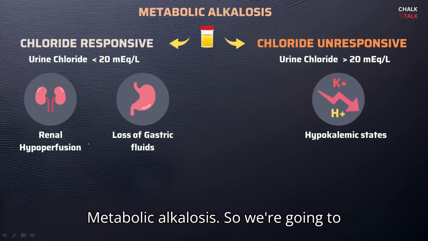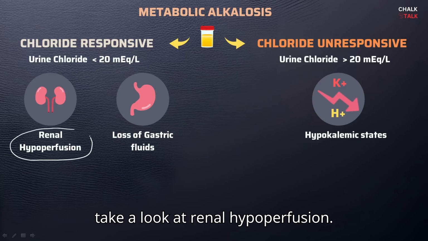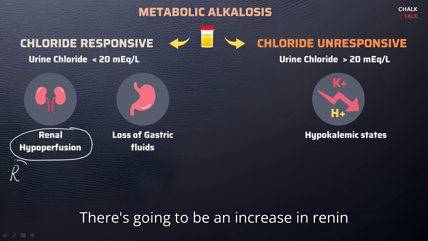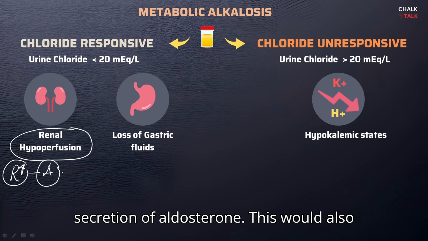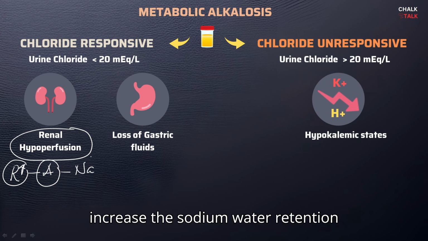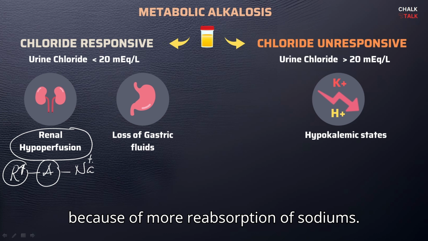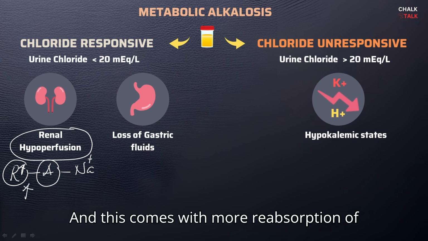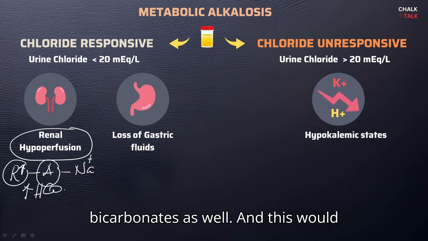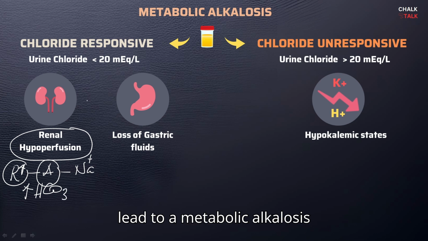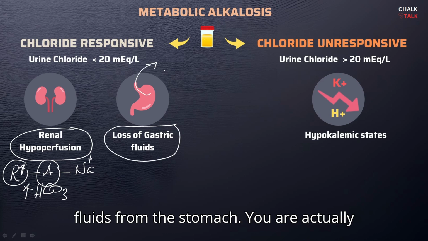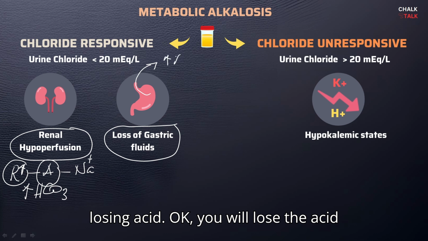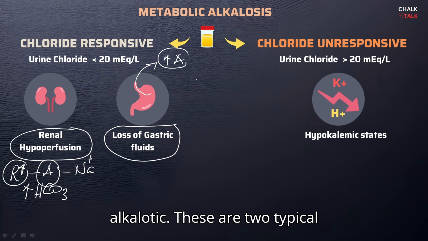Metabolic alkalosis. So we're going to take a look at renal hypoperfusion. There is going to be an increase in renin that leads to an increase in the secretion of aldosterone. This would also increase the sodium and water retention because of more reabsorption of sodiums, and this comes with more reabsorption of bicarbonates as well, and this would lead to a metabolic alkalosis. Loss of gastric fluids: if you lose fluids from the stomach, you are actually losing acid, and so you will certainly become alkalotic.